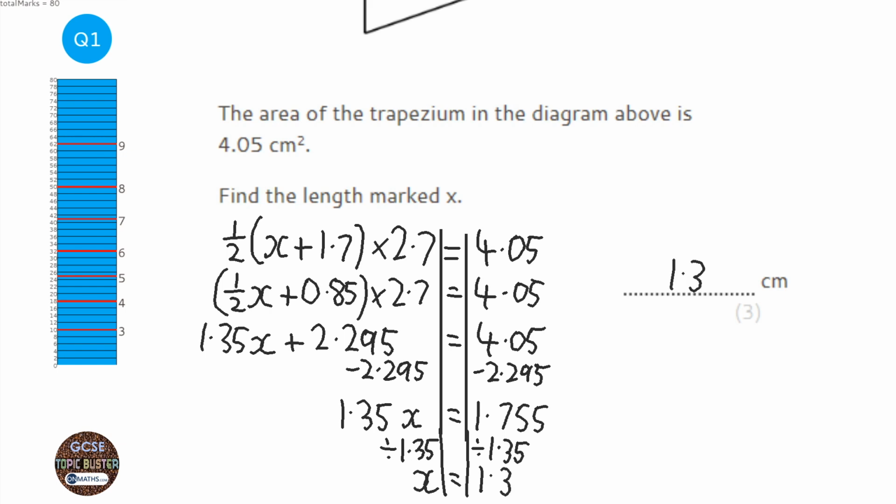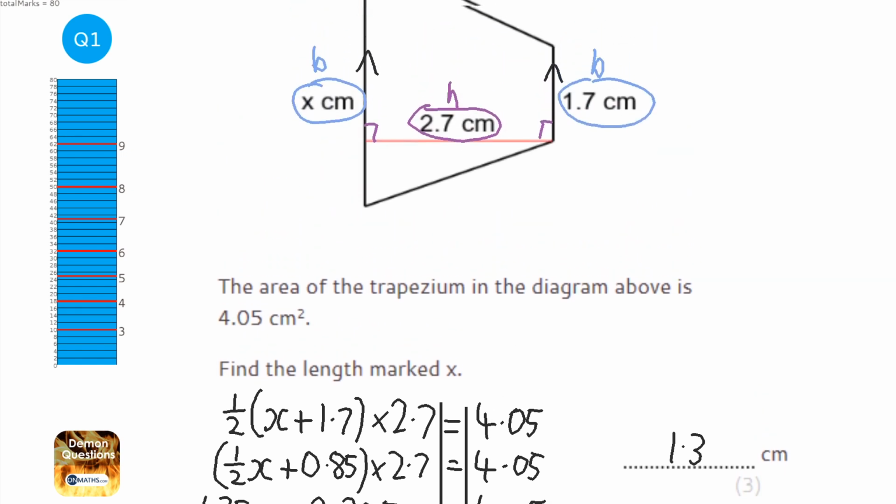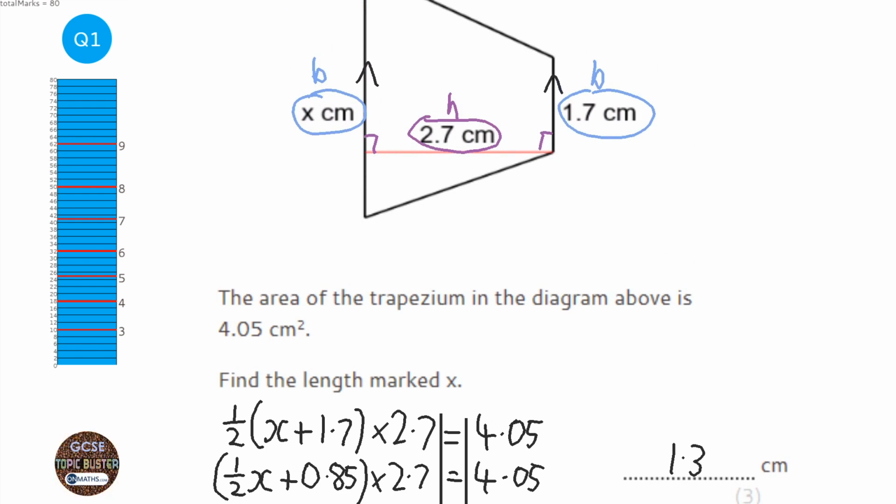Now there's different ways of doing that. I could have divided both sides by 2.7 and then times both sides by 2 at the start, and that would have also worked, and then taken away the 1.7. Probably would have been easier, but I thought this might have been easier to show, but it's up to you, as long as you get the answer 1.3. Now I can check that, so I'm going to do 0.5 times brackets 1.3 plus 1.7, close brackets times 2.7, and it gives me the answer of 4.05, so I know it's correct.